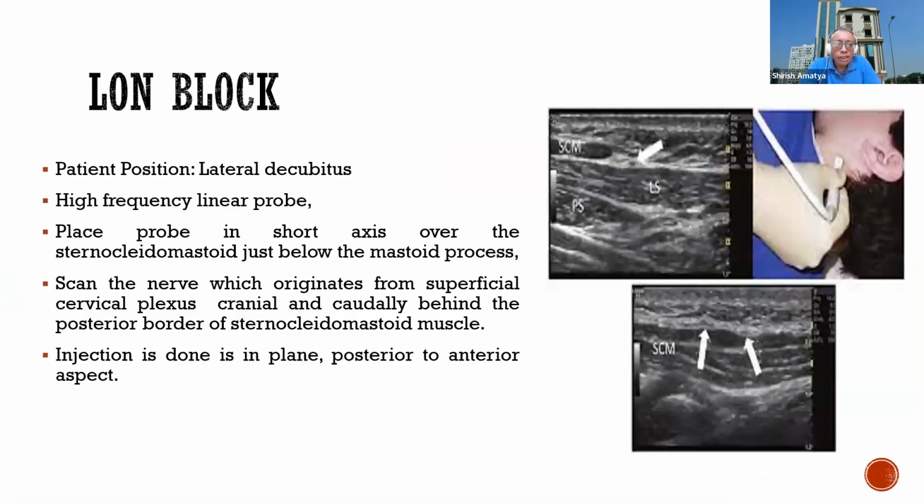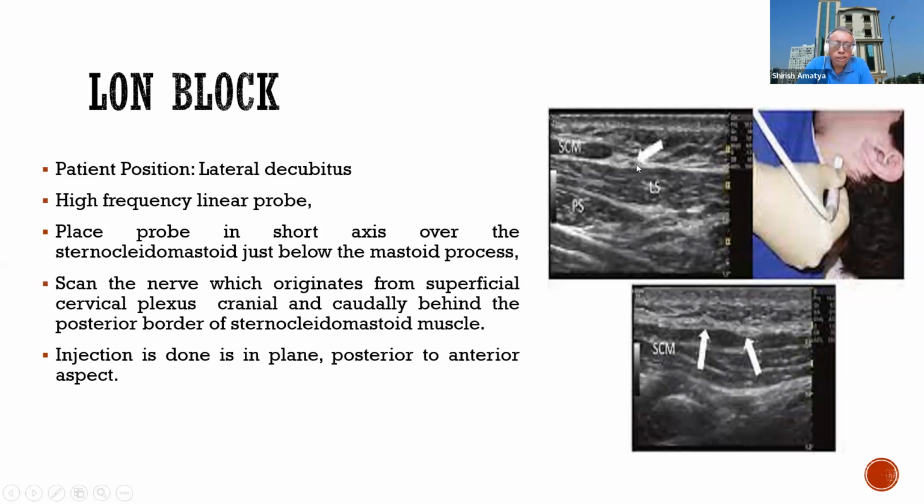Okay. So second is lesser occipital nerve block. In lesser occipital nerve block, as shown by sir, for the patient's position we can go for the lateral decubitus with the painful area in the upper part. We are using a high frequency linear probe, and basically we put the probe just over the sternocleidomastoid, below the mastoid process. And if we scan the probe above and below, we can appreciate an oval hypoechoic structure just posterior to the sternocleidomastoid. So this is the lesser occipital nerve.